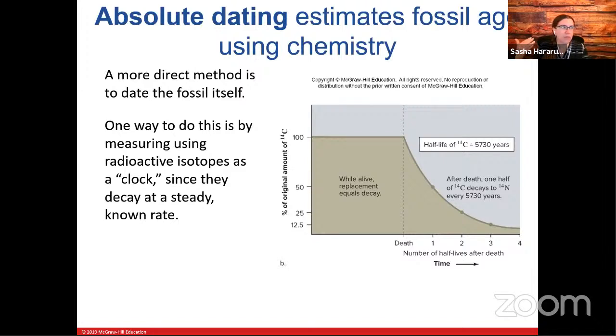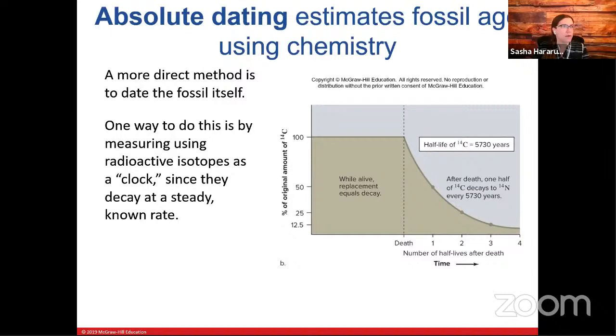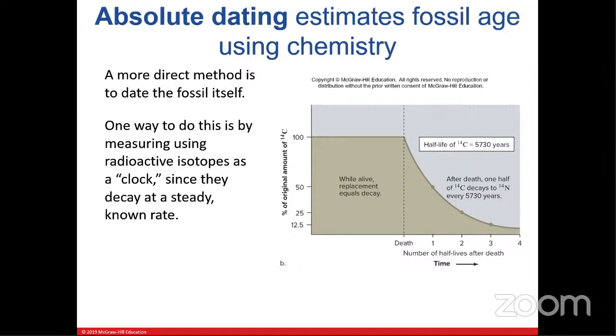If we want to determine how long ago the fossil died, we will be multiplying, for instance, 5,730 years by 12.5, 25, 50, or 100, or by 1, 2, 3, 4, to get the death year.